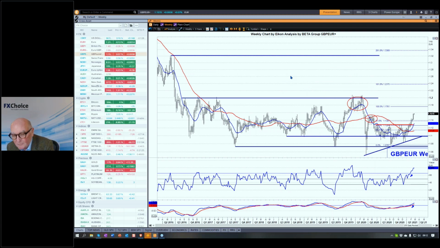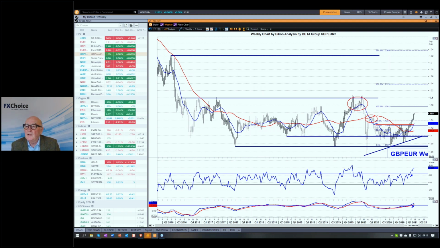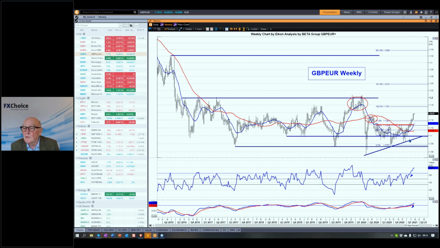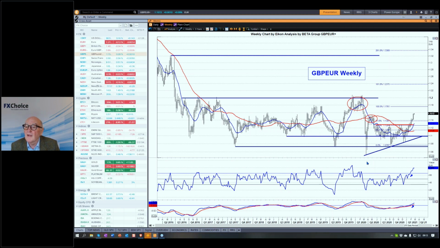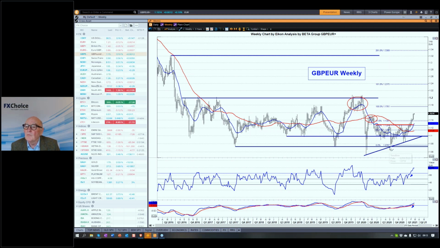So here's the weekly chart of GBP euro. This is a rising price, a rising sterling versus the euro. I love this chart. We've been talking while we had the breakout here. We could say this is a reverse head and shoulders, low, lower low, higher low. This is the neckline. We can do the measurements from this high to this low and project up from here, or from here.